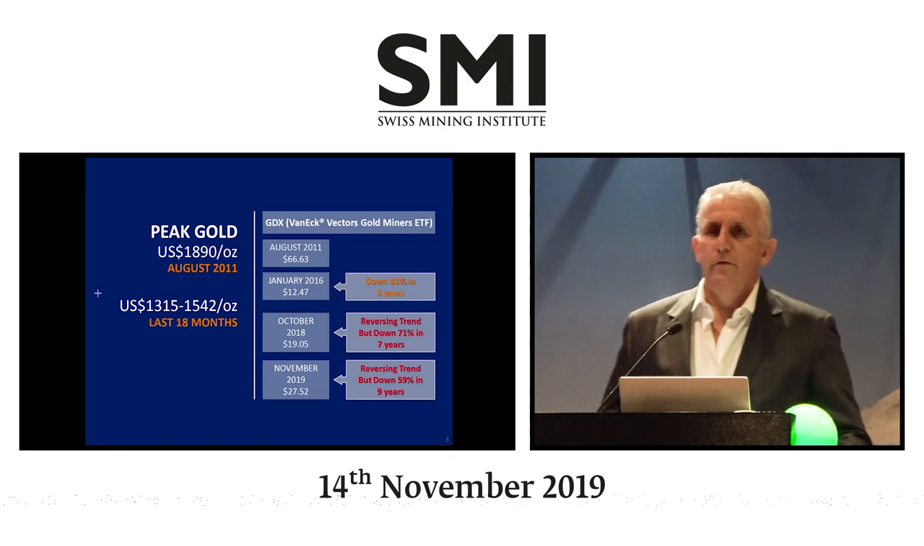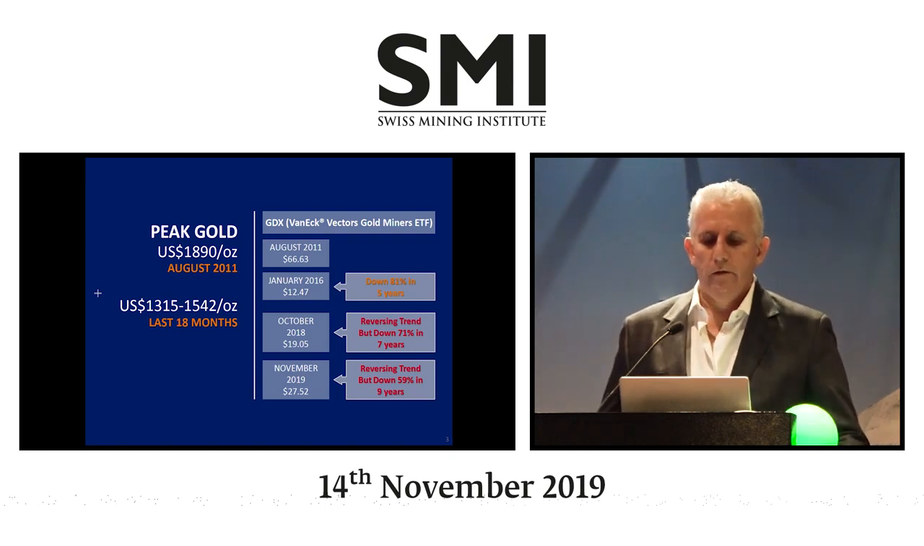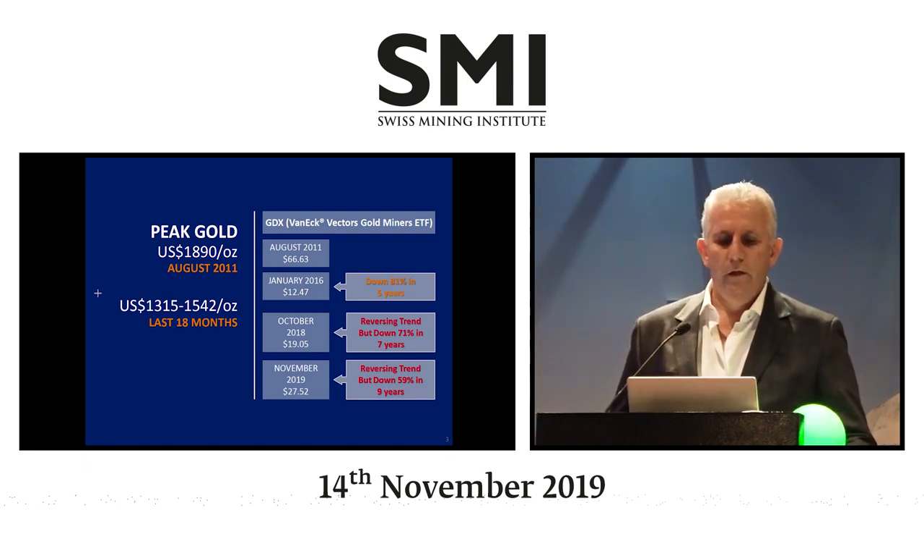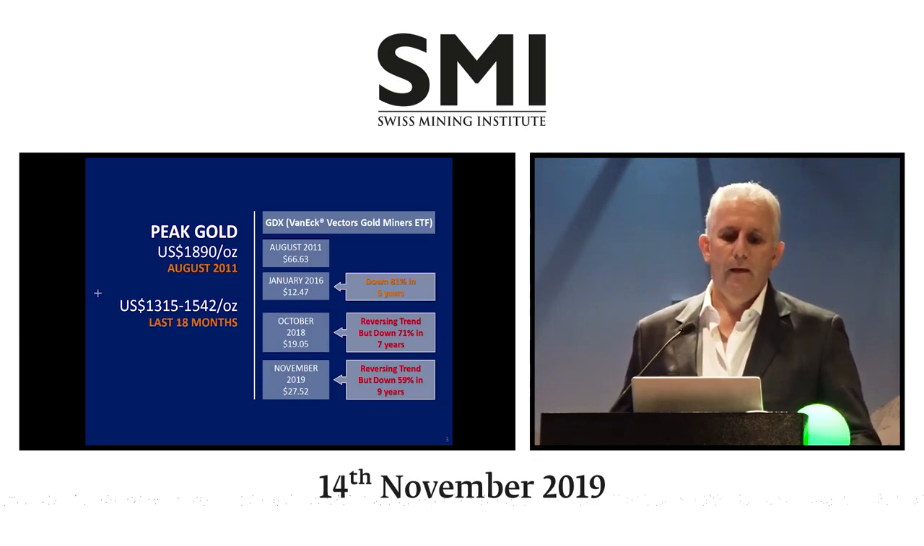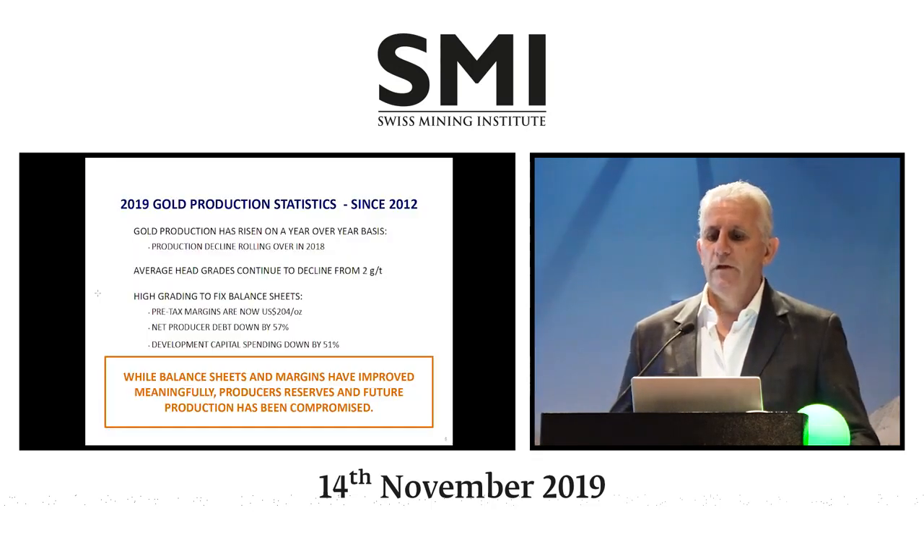Peak gold in August of 2011 was $1,890 an ounce. Even though we're looking at a reversal, it's still down 59% since 2012. And this is partially the effect of ETFs eating up the interest in the equities themselves. Gold production has risen on a year-over-year basis, but it started to decline in 2018. It's declining again this year.